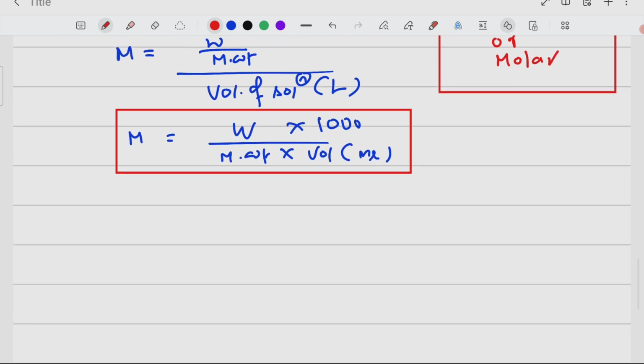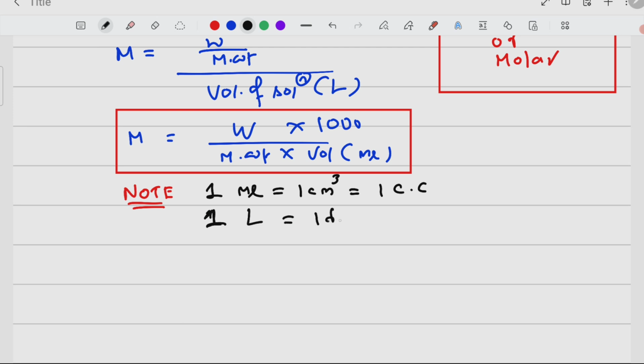Here is one important conversion you need to remember, which is useful everywhere. 1 ml is equal to 1 cubic centimeter, which is equal to 1 cc. 1 liter is equal to 1 cubic decimeter. These are important conversions.